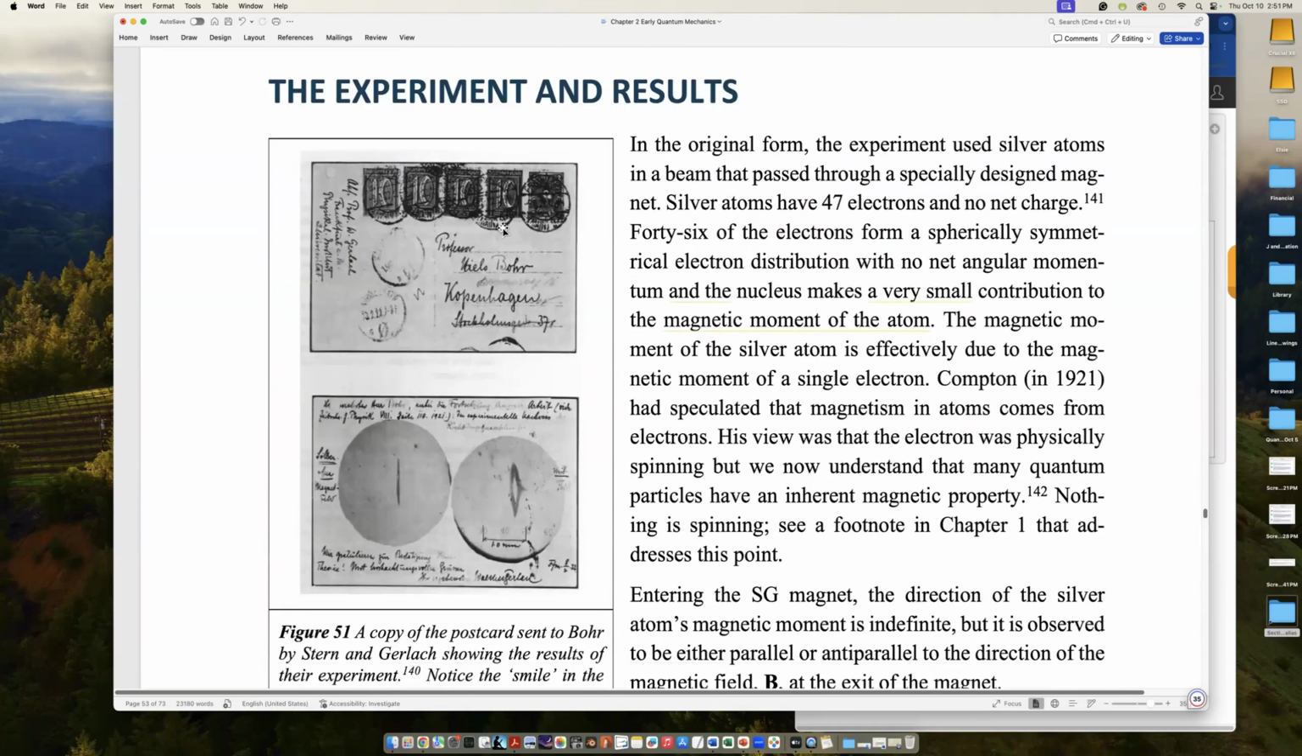Here's a postcard that Stern and Gerlach sent to Niels Bohr. You can see there, it's addressed to Niels Bohr. And they said, "Dear Professor, we did our experiment and we turned off the magnets." Remember, these are electromagnets, so you can turn them off or on. We turn them off, we just get this result. But when we turn the magnet on, in the place where the magnetic field is the most intense, we get a separation. We either get, in this case, up is this way, down is over here. We get a separation in the most intense area of the magnetic field. We get what is now called the smile. You can see why they called it that.